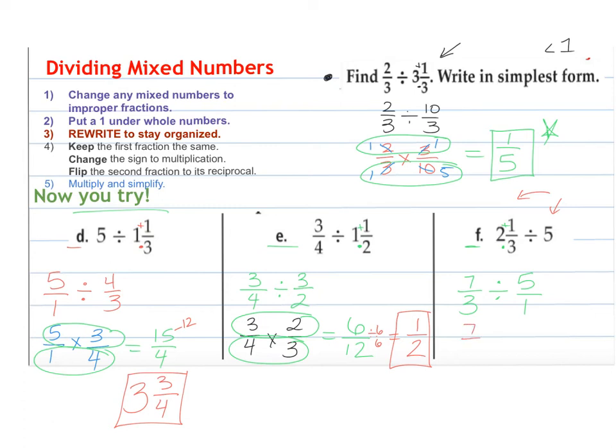So I'm going to now keep, change, and flip. And I don't see anything I can cancel, so I'm going to multiply straight across. 7 times 1 is 7. 3 times 5 is 15. 7 is a prime number, and 15 is not a multiple of it, so that's simplified. My estimate was 1/2, and that is pretty close.